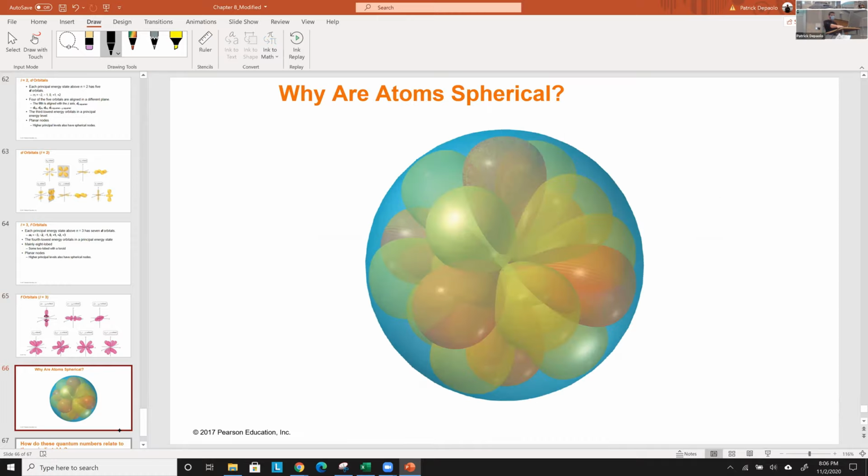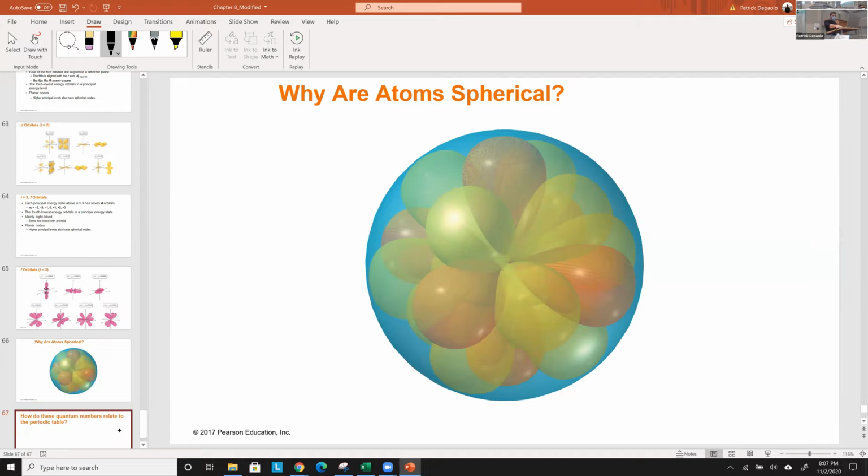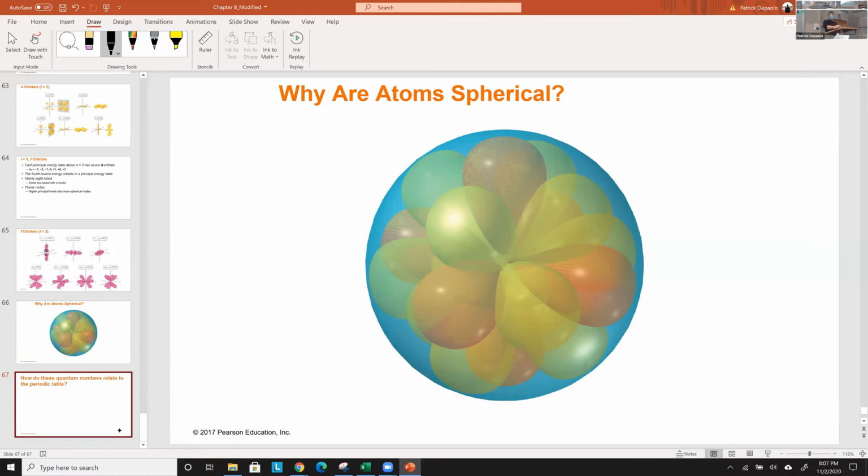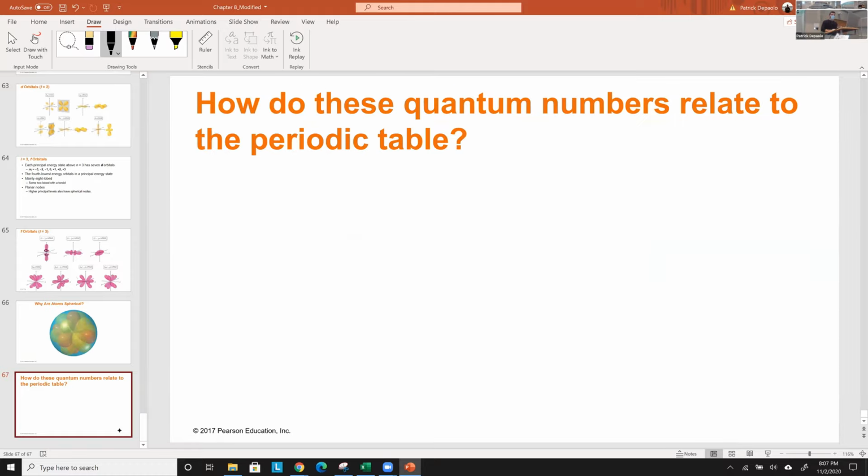So this is, back to your question, Yasmin. This is why atoms are spherical, because they have this organized arrangement of electrons, and they all go in opposite directions based on the repulsion of electrons. Everything evens out so that it ends up being almost completely spherical, almost perfectly spherical. And now the big question is, how do all these quantum numbers relate to the periodic table? So now get ready to get your mind blown.